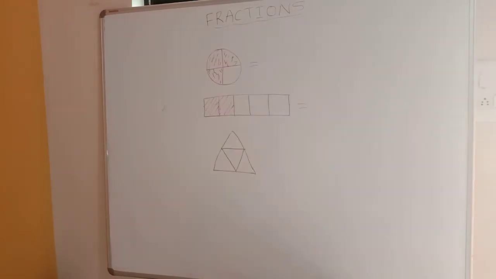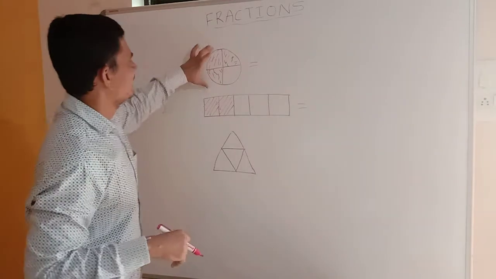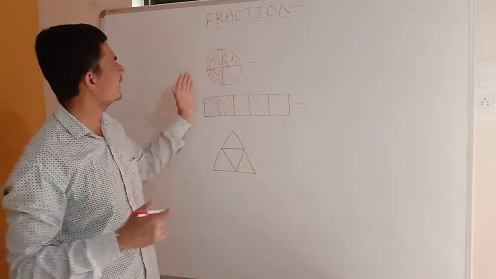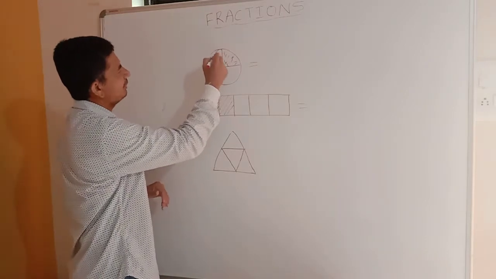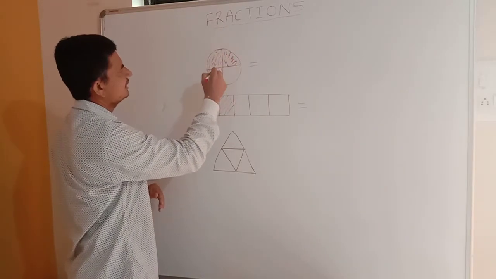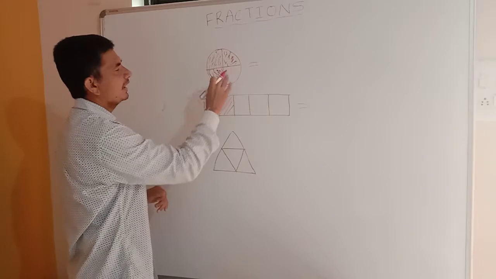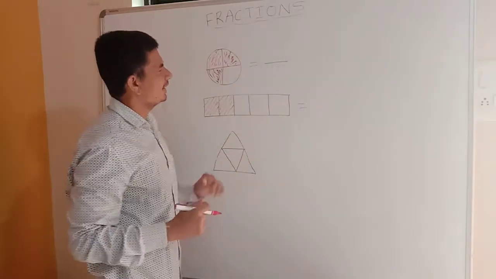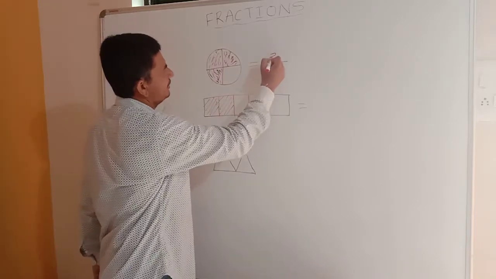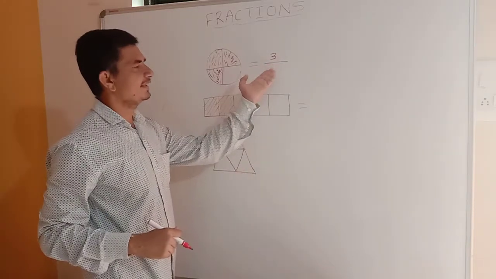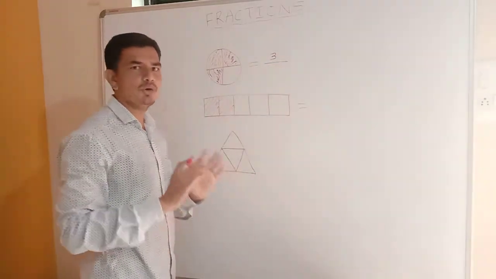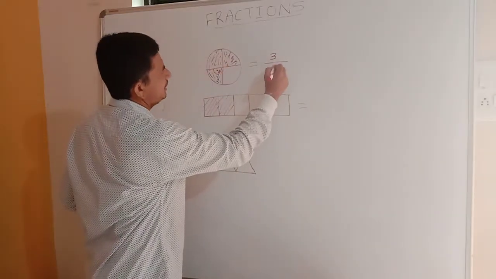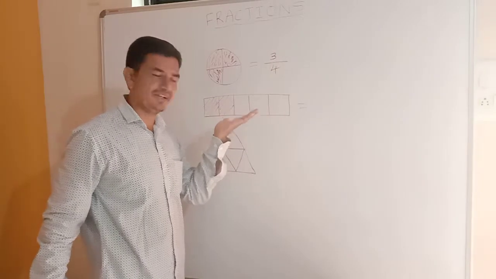Students, here you can see a picture. One circle is there, divided into four equal parts, and only three parts are colored, and one part is not colored. So you have to write how much part is colored. And in the denominator, we have to count how many total equal parts there are: 1, 2, 3, 4. This is how to write fractions.